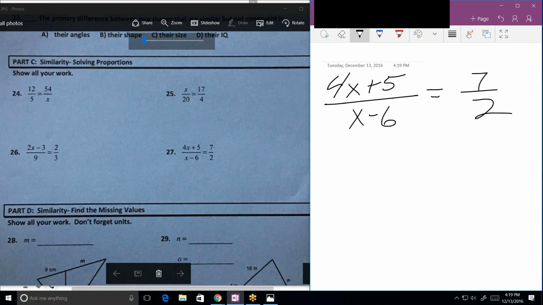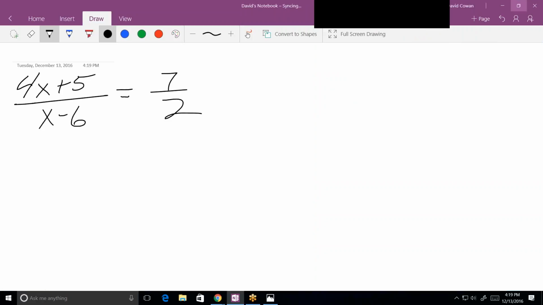This is a little different. This one, we've got the variable in the numerator and the denominator. So there's no easy way to do it. The easiest way to do it is to cross multiply. So what do you get? I got 7x minus 42 equals 8x plus 10. I added 42 to both sides. Got 7x equals 8x plus 52. Subtracted 8x and got negative x equals 52, or x equals negative 52.